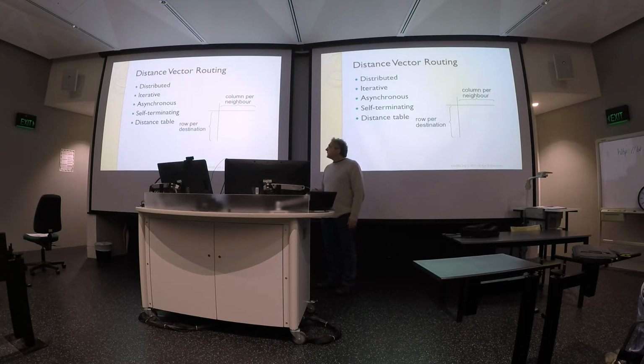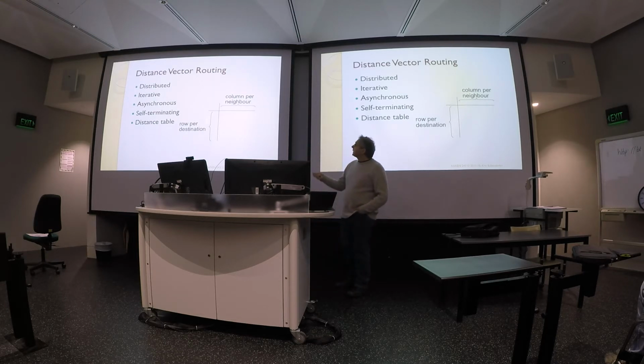It's self-terminating. That is, once the network has been found and it's optimal, they'll stop sending packets, sort of. They'll stop sending lots of packets anyway. And it's all encoded in this distance table.